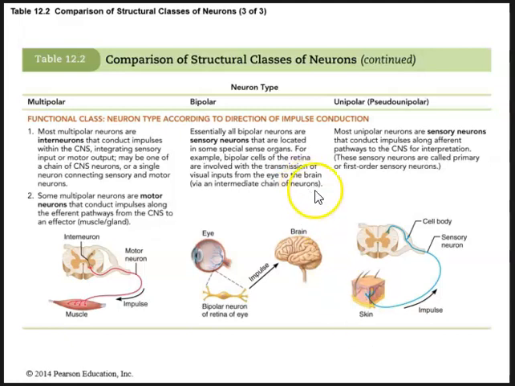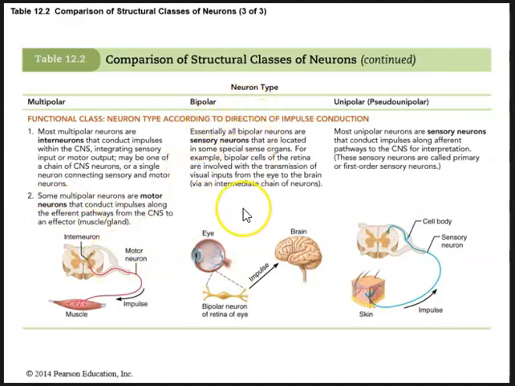So we have our multipolar. Multipolar neurons, most are interneurons that will conduct impulses within the CNS, again, responsible for integration and processing. So integrating sensory input or motor input, maybe one of a chain of CNS neurons or a single neuron connecting sensory and motor. And then some are motor neurons that will conduct impulses from the CNS to the effector organ or cell, such as a muscle or gland.